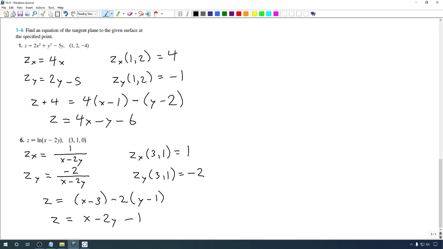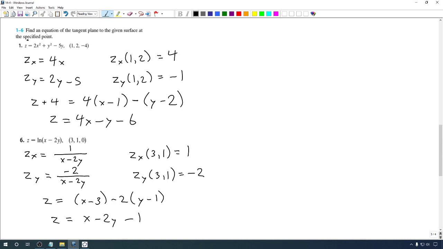In fact, problem 6 looks kind of interesting because that tangent plane actually works for more than one point. Actually, it is tangent to the surface along the entire line. So if you want to take a look at that, it's kind of fun. But let's go ahead and move on.